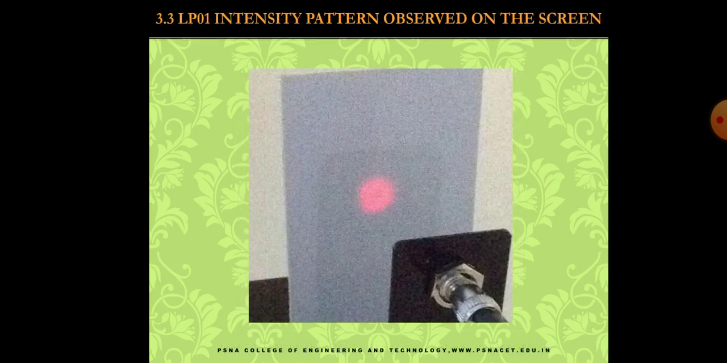And this is our LP01 intensity pattern observed on the screen. While doing this experiment, we observe the light energy displayed on the screen. You can see the light intensity displayed on the screen. It is covered by a full circle. So you have to measure the diameter of that particular light energy to get the conclusion for the numerical aperture. The full circle is a light pattern, so it is named light pattern 01.